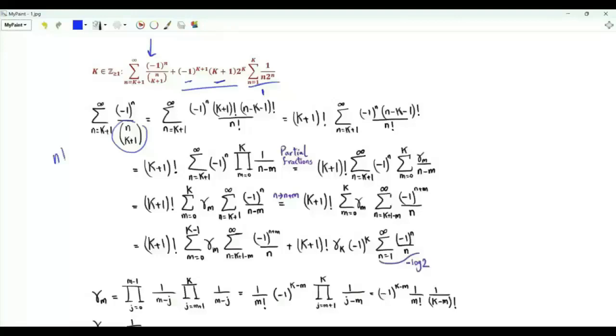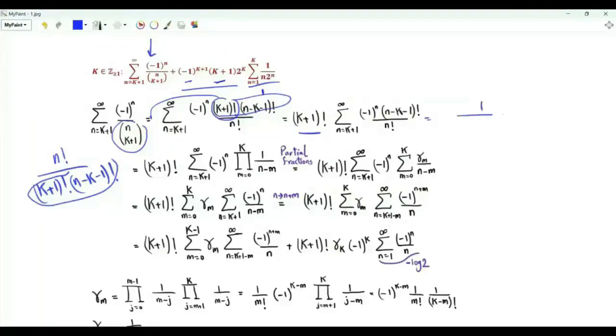The binomial coefficient is n factorial over (k+1) factorial times (n-k-1) factorial. Both factorials go upstairs. We can take (k+1) factorial outside the sum, leaving (n-k-1) factorial over n factorial. This is equal to 1 over n times (n-1) all the way to (n-k). We can write this ratio as the product over m from 0 to big K of 1 over (n-m).